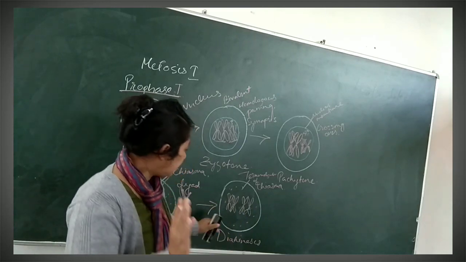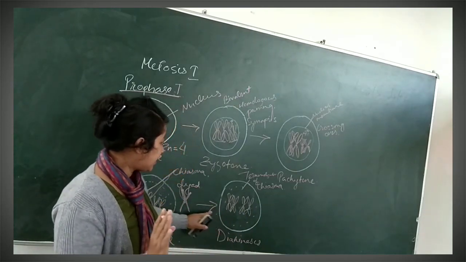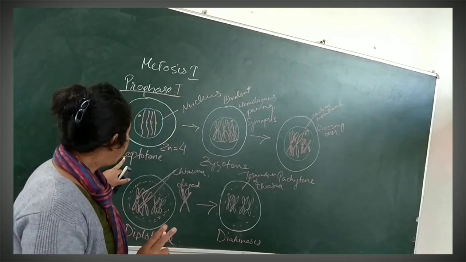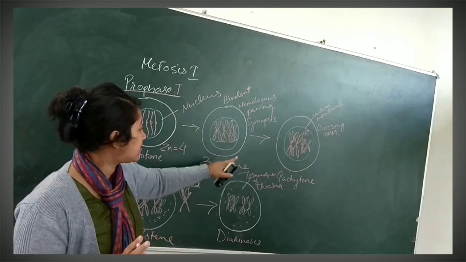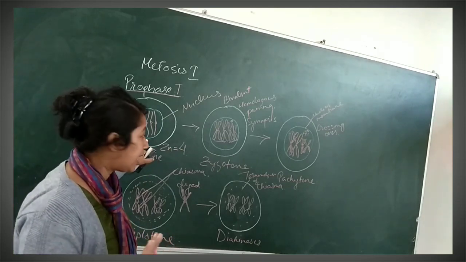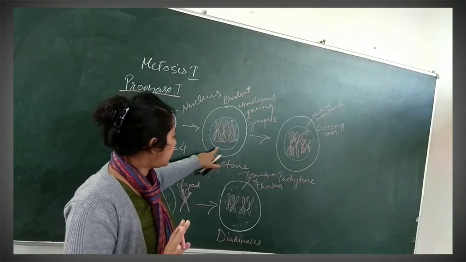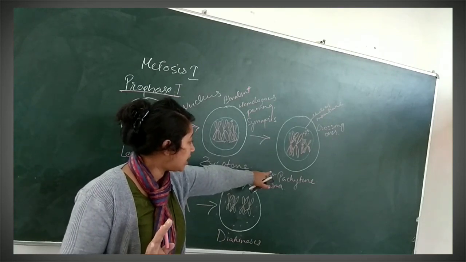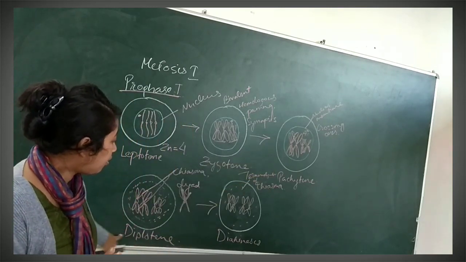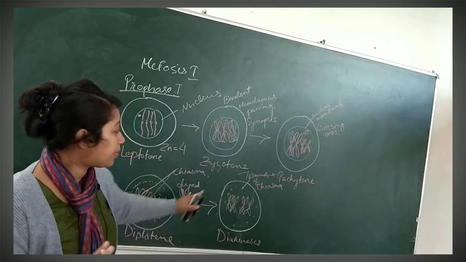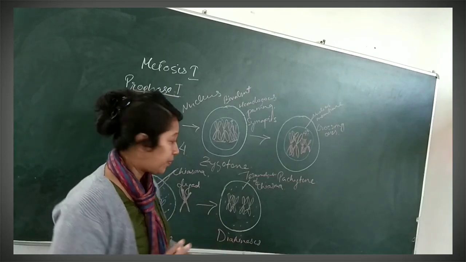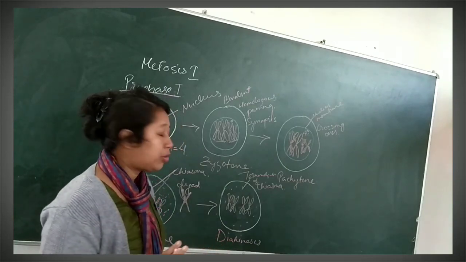And another difference we can see here is that the nuclear membrane starts to disappear from around the stage of leptotene. In leptotene the nuclear membrane was intact. In zygotene it was there, but from the latter part of pachytene, then from diplotene and diakinesis, the nuclear membrane and the nucleolus slowly start disappearing. So this is all about prophase 1.